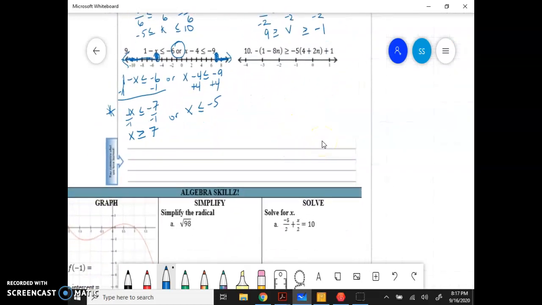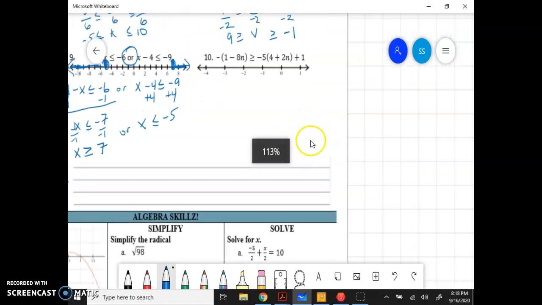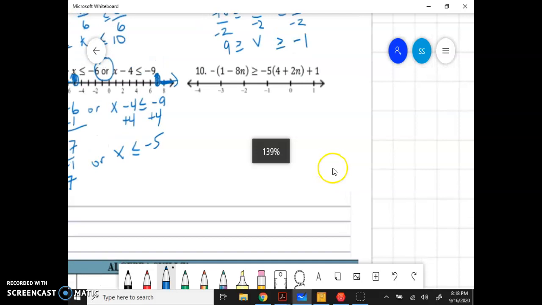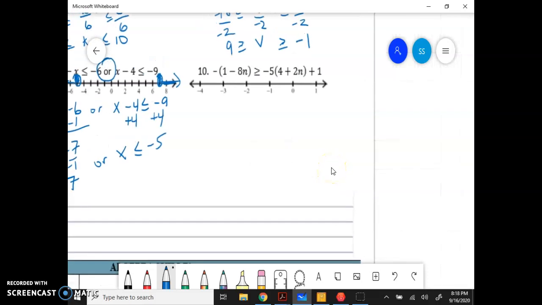All right, last problem, and then you guys can tackle some of these practice problems. I'm going to zoom in here. So let me just rewrite this problem. We've got negative, I'm going to just put -1 there. I'm going to distribute out the -1 here. Greater than or equal to -5.